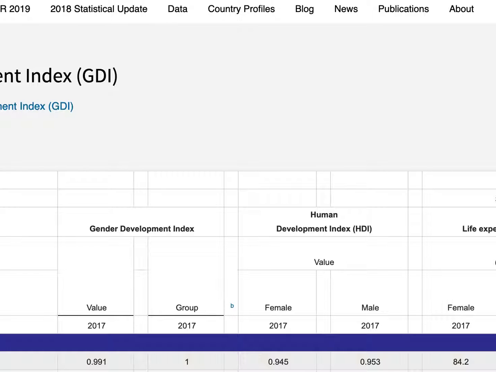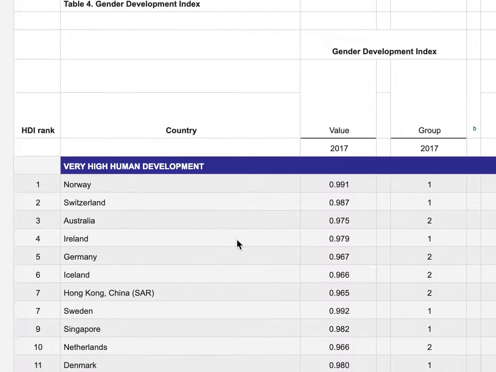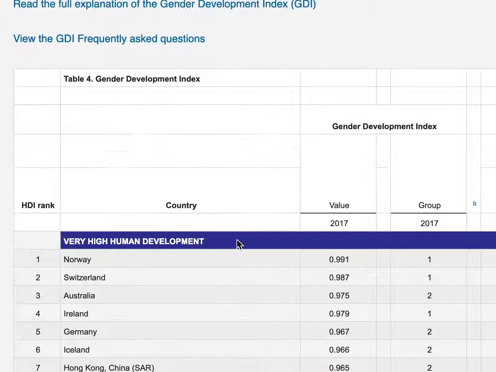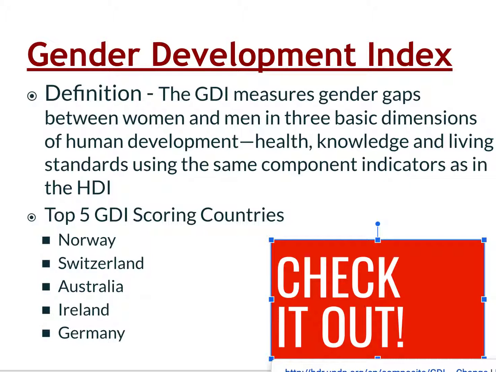And on this Gender Development Index, let me see if I can, yeah, there we go. So these are the countries that have a high human development. So that means that the development between males and females, then everyone is equal when it comes to, remember these again, health, knowledge, and also living standards.